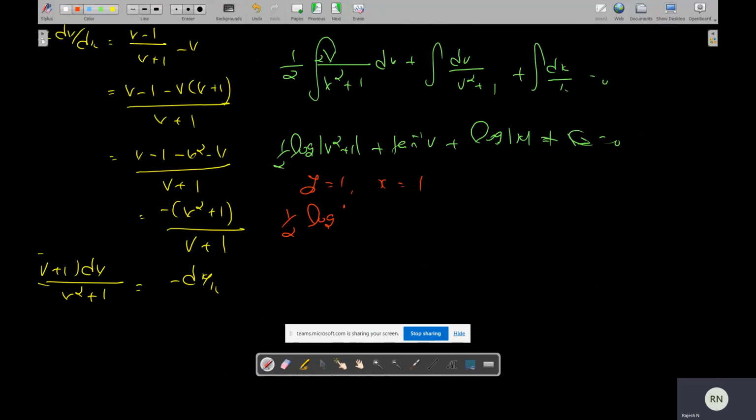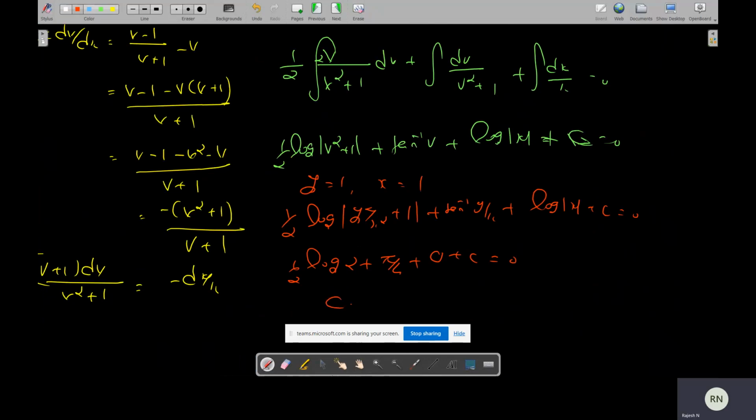So half log (y squared by x squared plus 1) plus tan inverse y by x plus log modulus x plus c is equal to 0. So half log 2 plus tan inverse 1. Tan inverse 1 is pi by 4, plus log 1 is 0, plus c is equal to 0. So c is equal to minus pi by 4 minus log root 2.